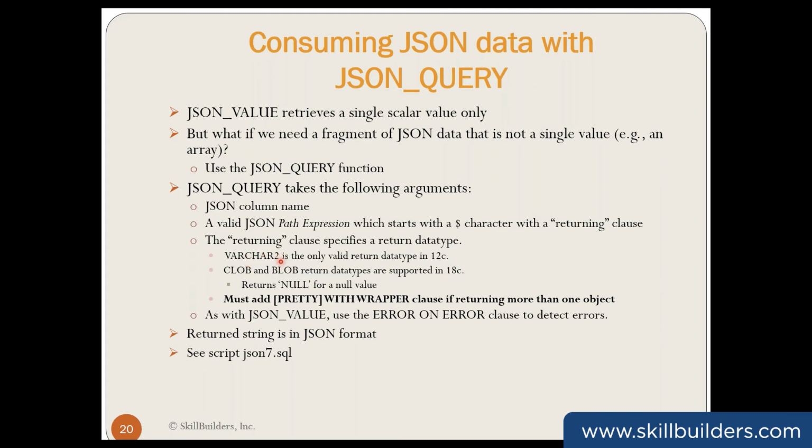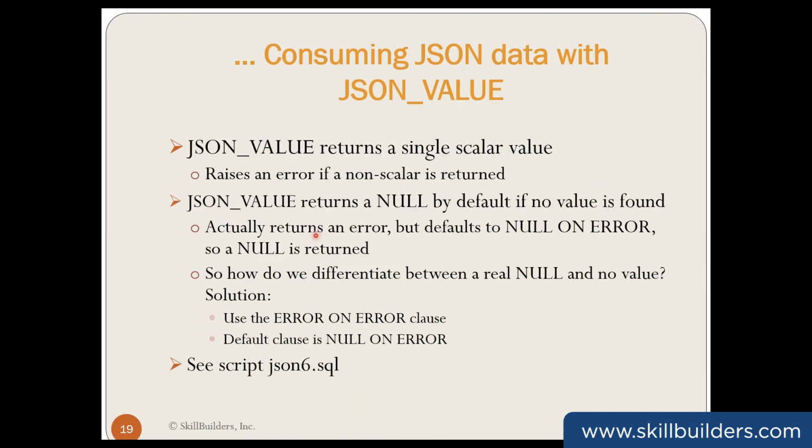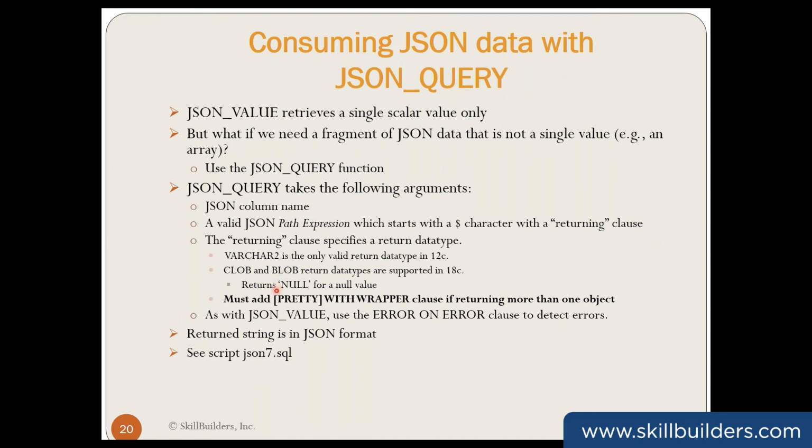If you say varchar2, let's say 4,000, and it returns something bigger than 4,000, it'll give you an error. And the error by default returns a null, and therefore you'll get a null. If you don't want to get a null, you can add the error on error clause. So if it's larger than your varchar2 in Oracle 12, it will now return an error, and at least you can detect that. This script is in JSON 7. So 6 and 7 show you how you use those two things, JSON value and JSON query.